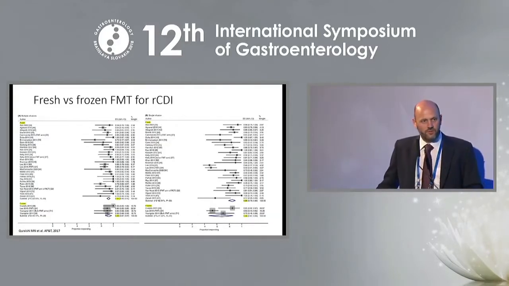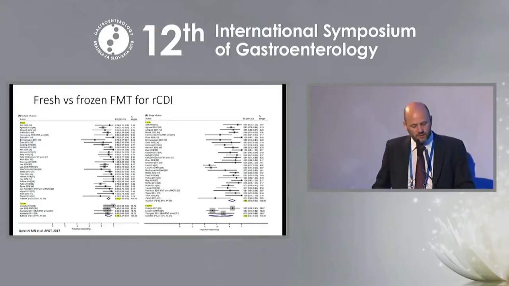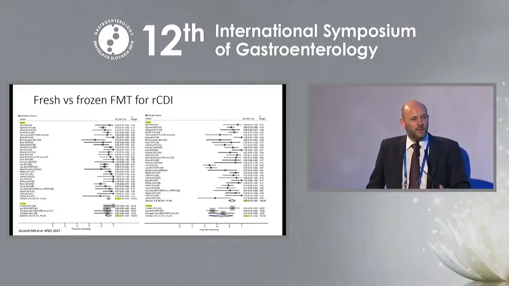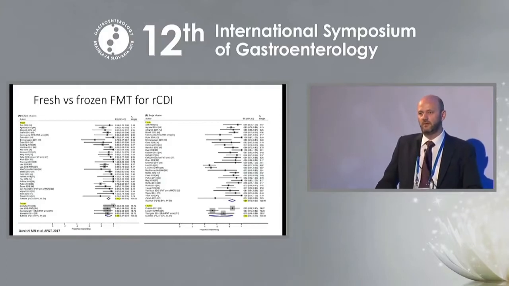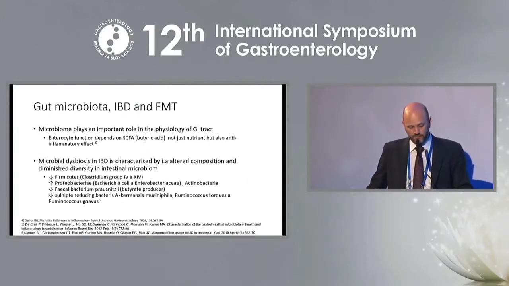And this is the comparison when using fresh stool or frozen stool. There was principally no difference in the fresh and frozen FMT, either when given as multiple infusions, so 92 versus 93%, or given as a single fresh or frozen FMT, which was 85 versus 68%.